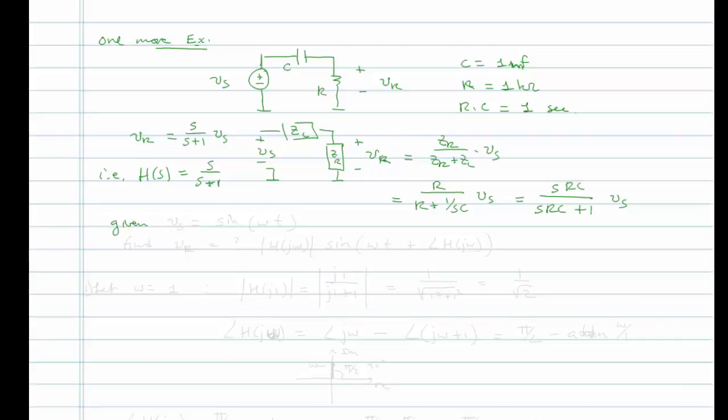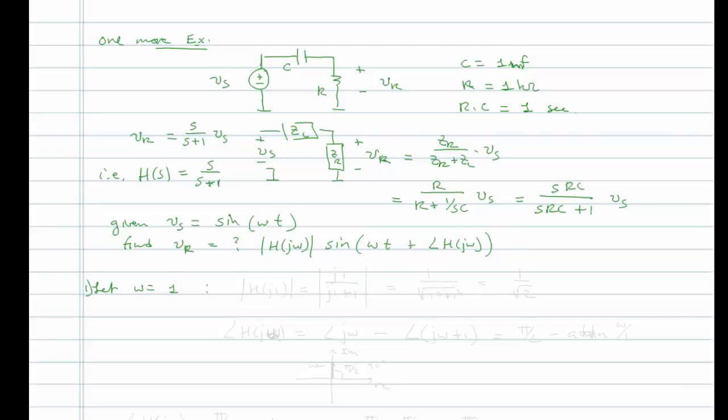So given that Vs is equal to sine omega t, find VR. Now we've been using cosine excitation, but nothing changes; it's just a change of reference point. If we're exciting it with a sine as opposed to a cosine, I would expect my response to be the magnitude of the transfer function times sine, not cosine, of omega t plus the angle of the transfer function. All right? So let's let omega equal 1.